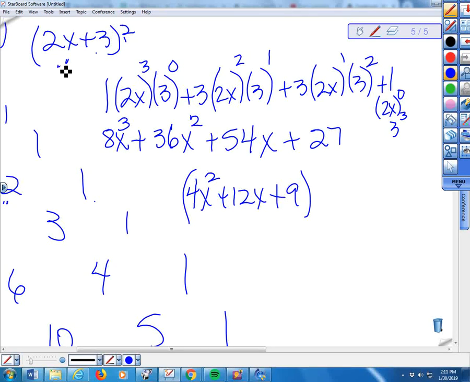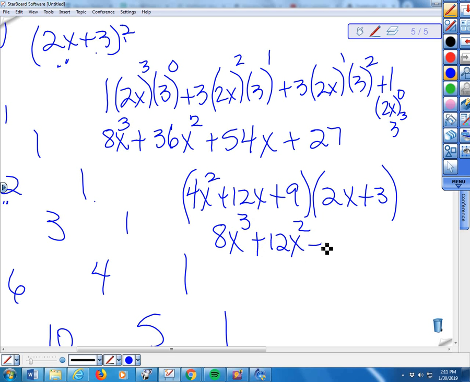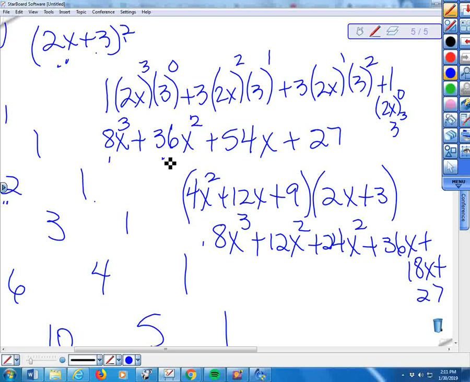And if I multiply that times 2x plus 3, 4x squared times 2x is 8x cubed. 4x squared times 3 is 12x squared. 12x times 2x is 24x squared. 12x times 3 is 36x. 9 times 2x is 18x. 3 times 9 is 27. So 8x cubed, 12x squared and 24x squared, 36x squared, 36x and 18x, 54x, 27.